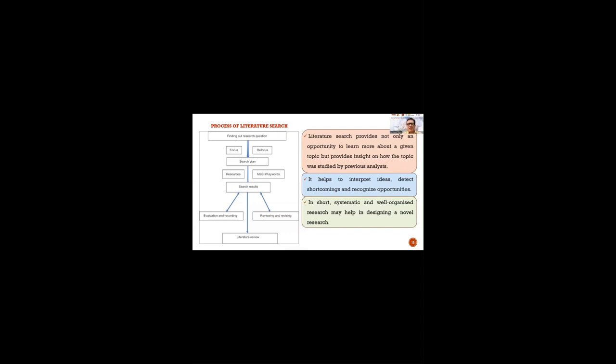So, the word research is a double meaning word. What do you mean by research? For many of the academicians, what is told in traditional departments is get a reference article. Now, this is your master article. So, how are we going to end it? That's not research. You need to interpret ideas, detect shortcomings, and recognize opportunities. So the key is to know that what is lacking in research on that subject.